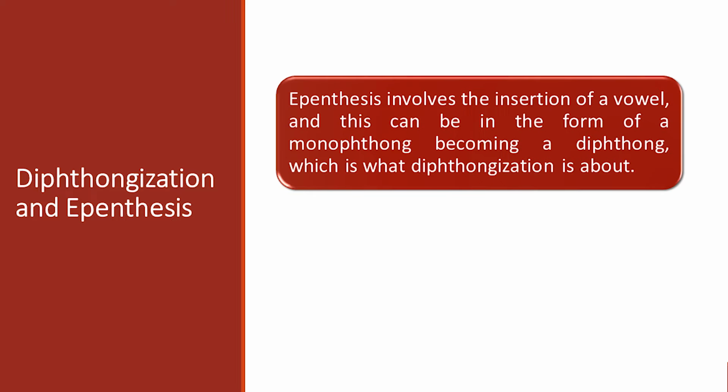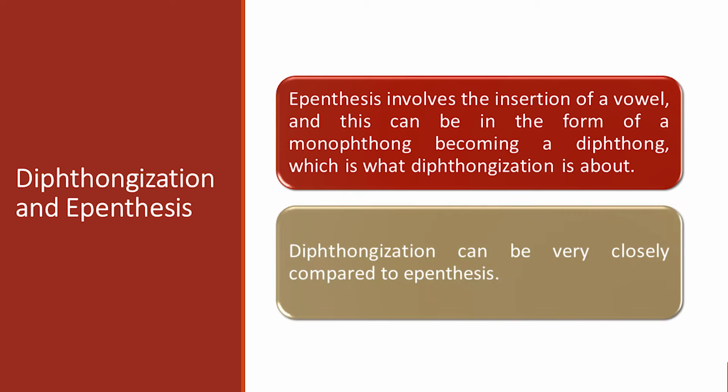Another thing may come to mind when you talk about diphthongization, and that is the word epenthesis. If you remember, we have a video about epenthesis. You can go and watch that. Epenthesis is basically a process of insertion of a vowel where it does not exist. Therefore, it can be compared to diphthongization because sometimes when you insert a vowel, you turn a monophthong into a diphthong. So you could say that in these contexts, epenthesis is the same as diphthongization.